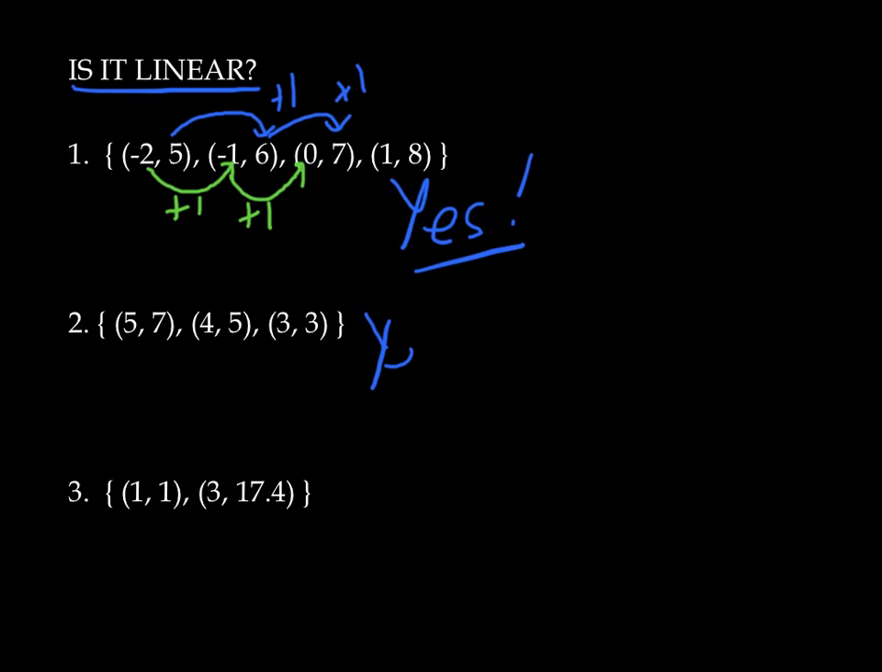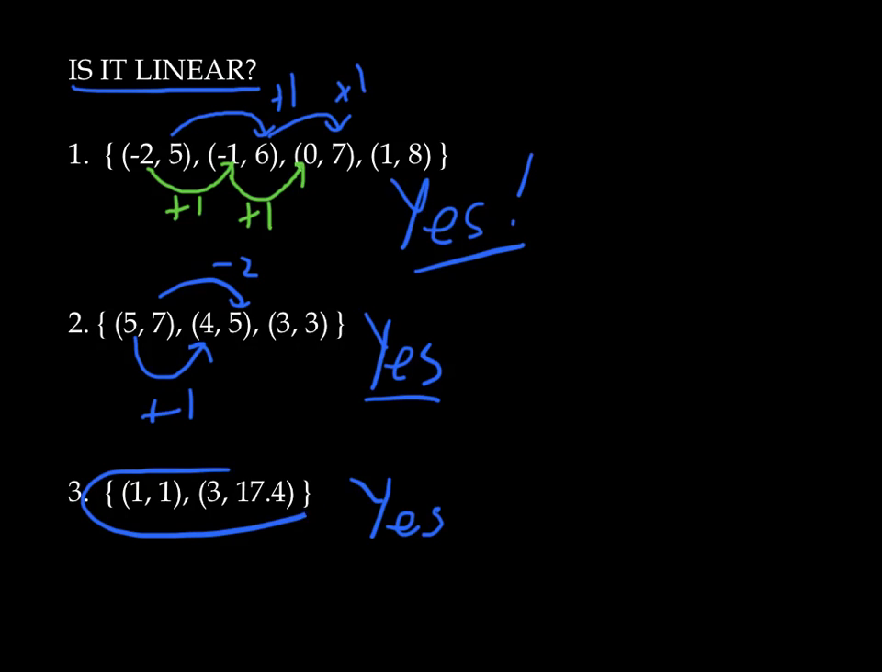Okay, the other two are both yes and yes. The second one, you can see that clearly because as you add 1 to your x value, you will be taking away 2 from your y value. Third one's not as obvious. But here's the thing, there's only 2 points there. And connecting any 2 points together, well, that's always going to be a straight line. So it has to be linear.